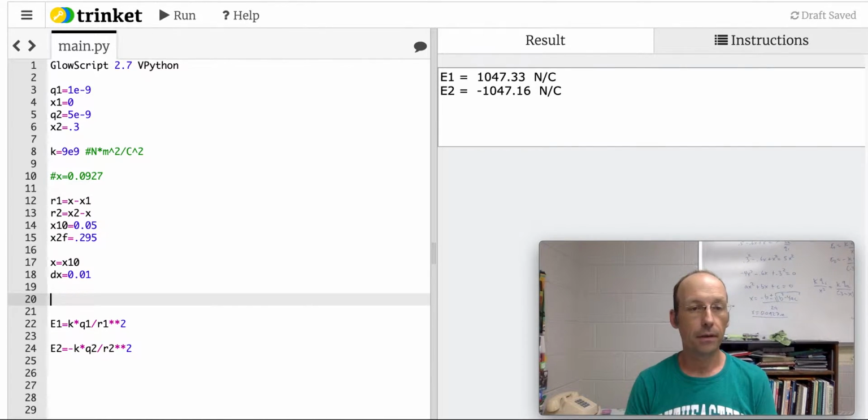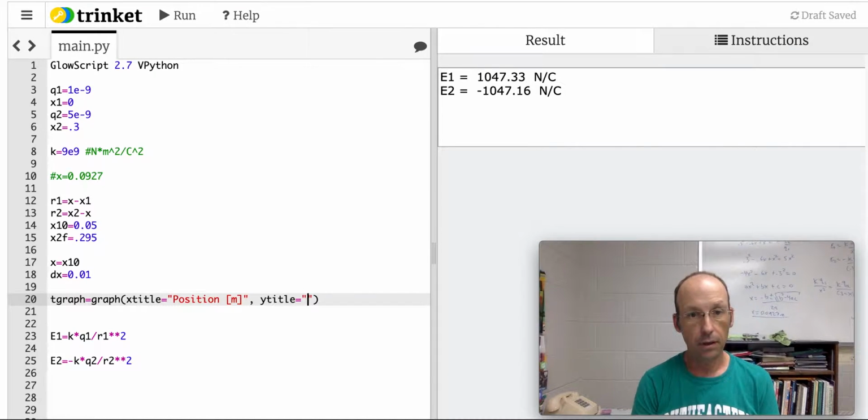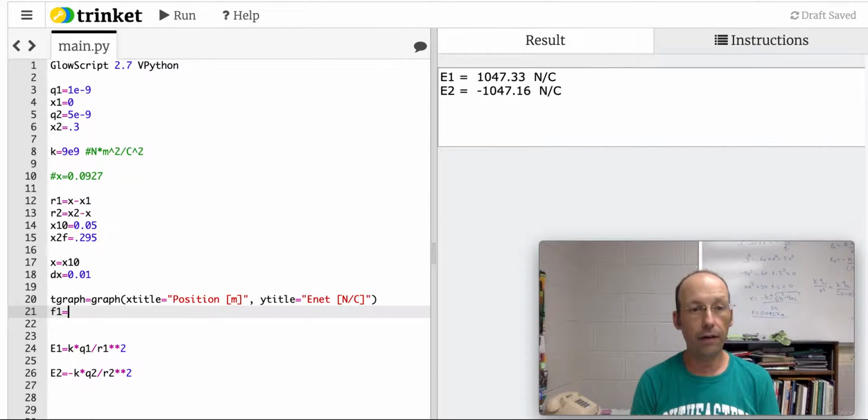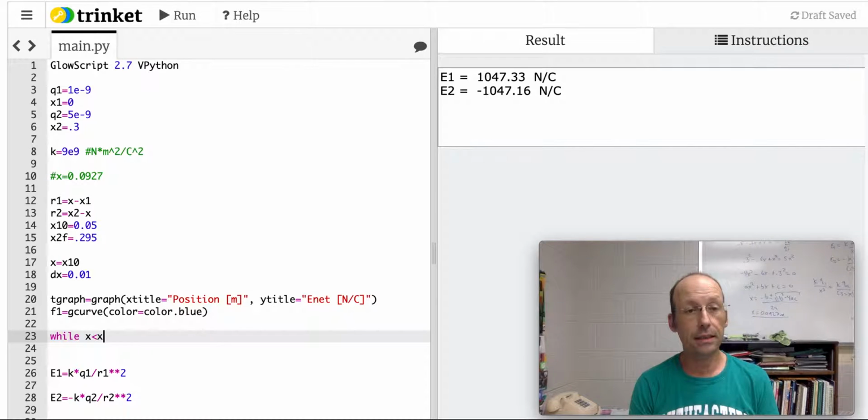Yeah, I need to make my graph too. So let's make a graph, and let's do this a good way. I'm going to say T graph is the name of the graph. It's an object of type graph. It has an X title of position in meters. It has a Y title, E net, let's just call it, in newtons per coulomb. And that's good. And then we'll say F1 is my graph, I mean a G curve. That's a type. And I can give it a color. I never like to leave it as black because it doesn't look as good. It'll be blue. Okay. While x is less than x2 final.